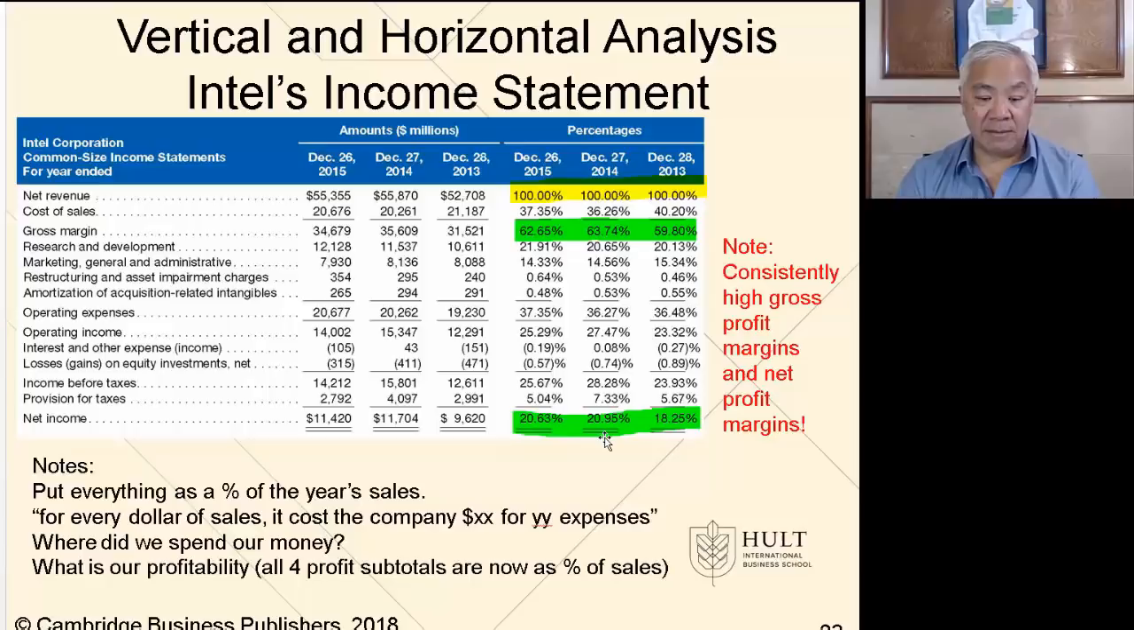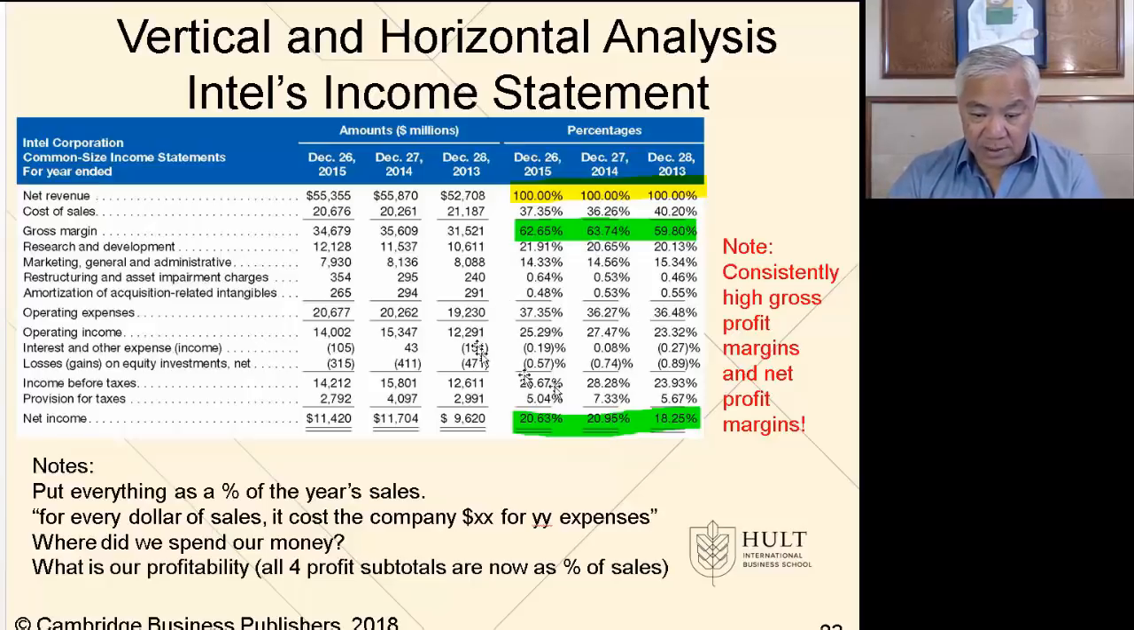So again, despite some very strong sales performance, we're talking in the billions, $55 billion in sales, they're actually making more dollars for every dollar of sales. So this is a company that is very strong and is at scale and is taking advantage of it.